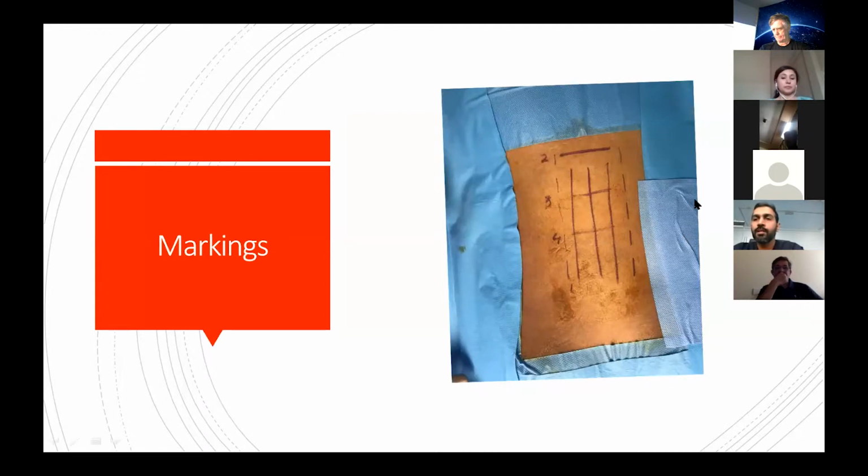Coming to the markings, we have these horizontal lines. These are marked under the image intensifier guidance, and this marks the pedicle level. This central line is over the spinous process. This line is over the pedicle, and this dotted line, which is 4 centimeters lateral to the midline, is marked as our starting point.